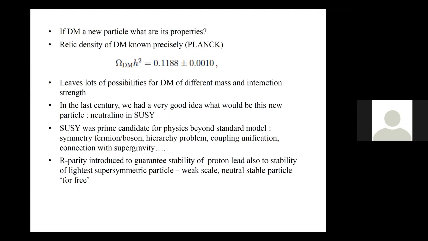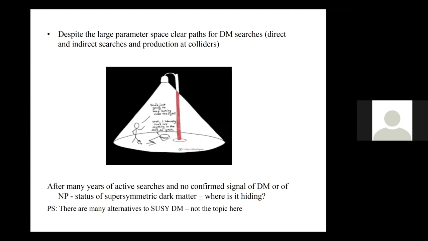Because this candidate exists from the theoretical side, and it had the right properties for dark matter, as we will see in a minute, people started to think of dark matter as the neutralino. Now the field has enlarged a lot. There are many more possibilities for dark matter, but still what I want to discuss in these two lectures is what is left for supersymmetric dark matter.